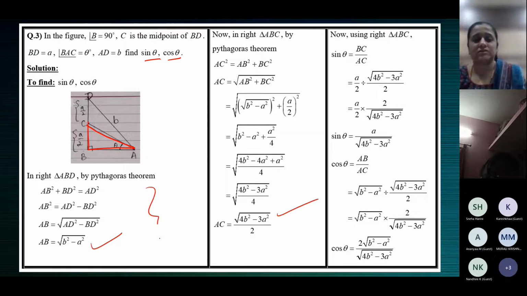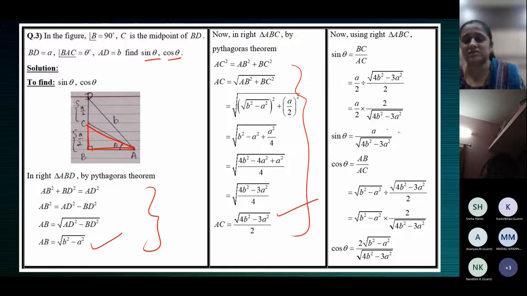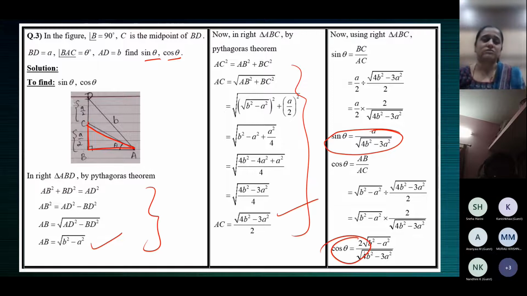That's what we've done here and here. So that's very simple for you. Applying Pythagoras theorem and finding the unknown sides of a right triangle is not new to you. That's very easy. And here is the answer. Sin theta is opposite by hypotenuse, cos theta is adjacent by hypotenuse. That's all.